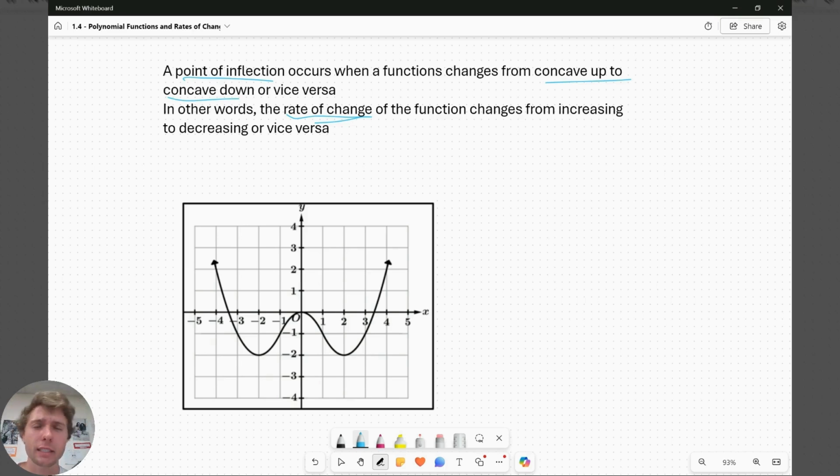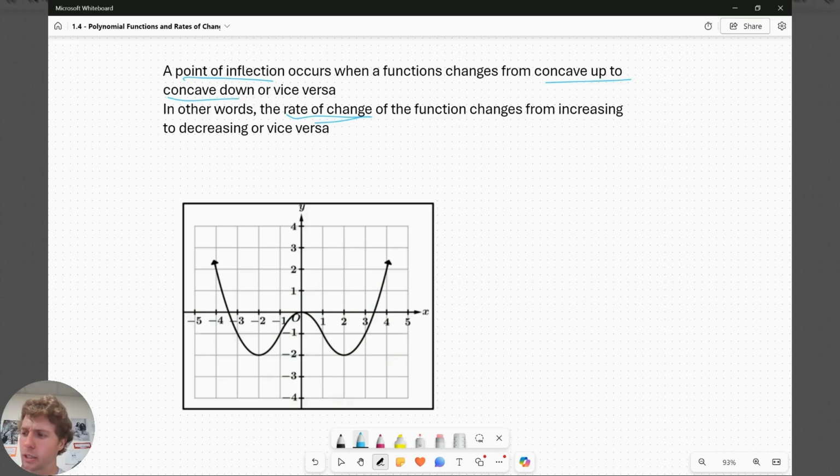So if we're looking at a table or some function values, you would know that there's a point of inflection when the rate of change changes from increasing to decreasing. We'll start to see a lot of examples of rate of change built in throughout this entire course. That's one of the main things we need to understand.